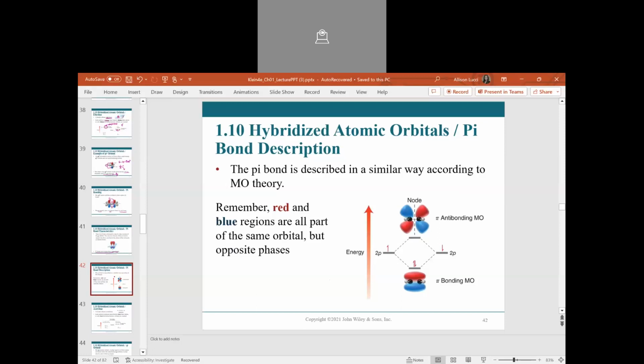And this here shows us our pi bonding molecular orbital and our pi antibonding molecular orbital. So last section we looked at our sigma bonding and antibonding molecular orbitals. This is the same concept. We're just using 2p atomic orbitals here to form our 2 pi bonding and antibonding molecular orbitals. Remember that we need to find the same amount of molecular orbitals as we have atomic orbitals. So 2 go in, 2 molecular orbitals come out.